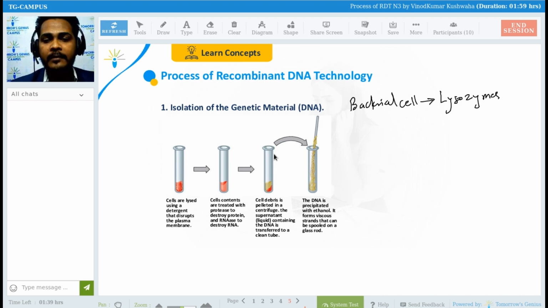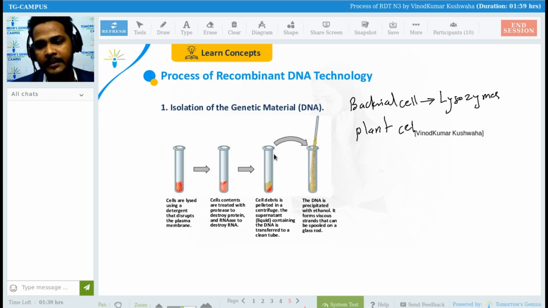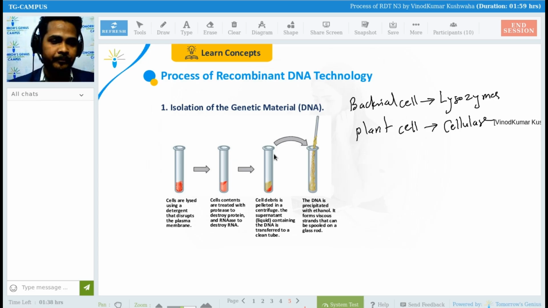If there is a plant cell, then what will you use? Cellulase. Very good, Bhuvana. Yes, cellulase. Right? Why? Because the bacterial cell is made up of what? Tell me.